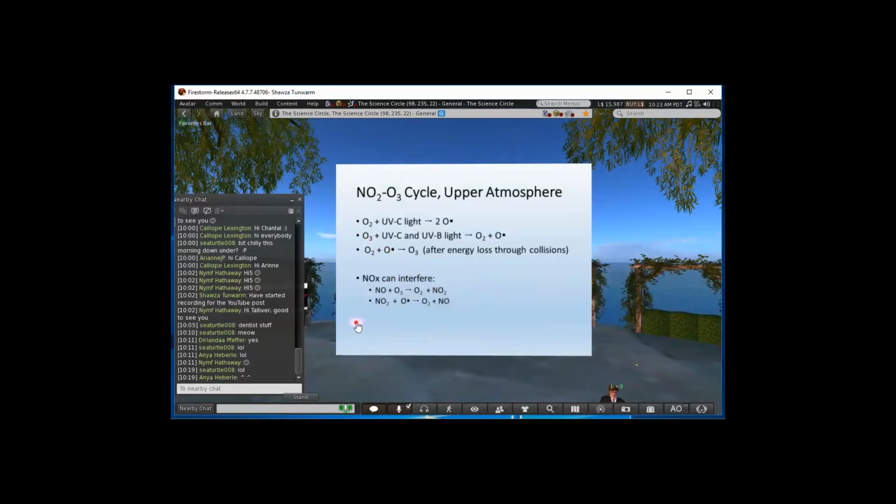Now, admittedly, this process is far less efficient. The NOx process is far less efficient at interfering in ozone's job than chlorine atoms are. Chlorine atoms are thousands of times better at screwing up the ozone layer. But this is a thing that can happen in the upper atmosphere.